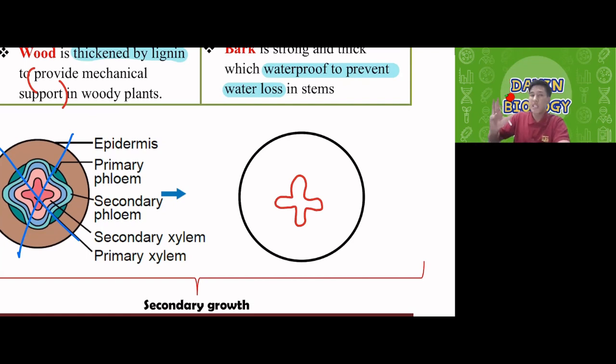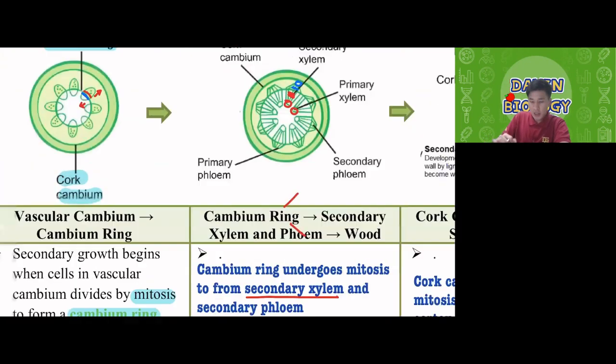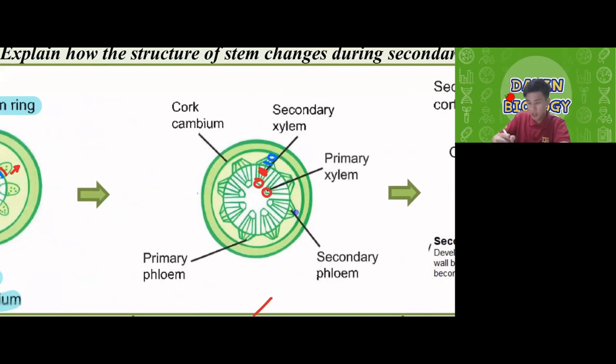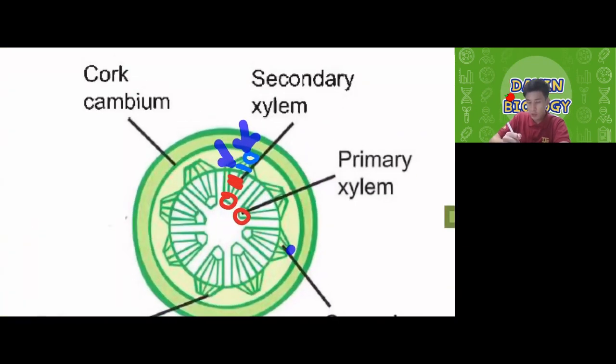Then your secondary xylem is here. Your vascular cambium will be here. So same like the stem, right? Primary xylem is inside, and secondary xylem is closer to the ring. Then what about your phloem? Just like just now, your primary phloem will be pushed further away, and your secondary phloem is closer to the ring.